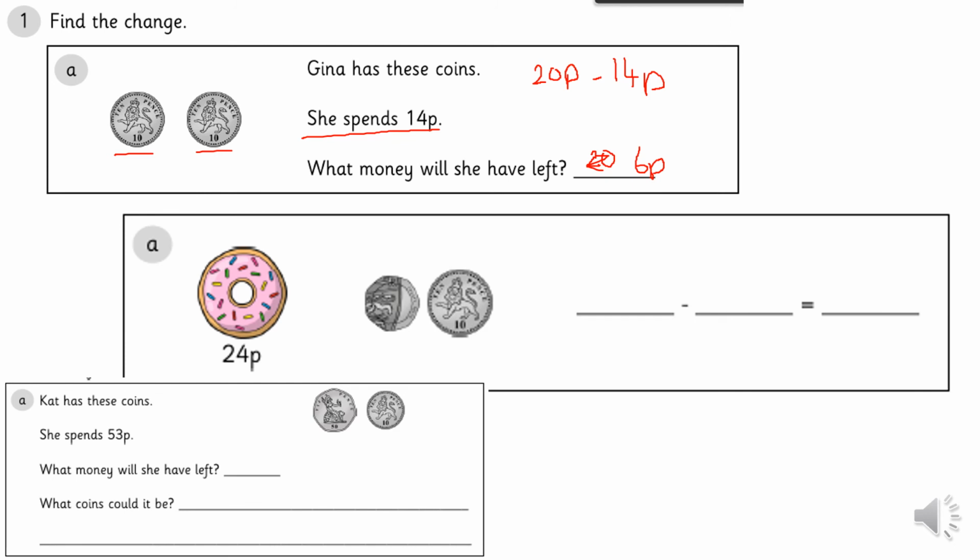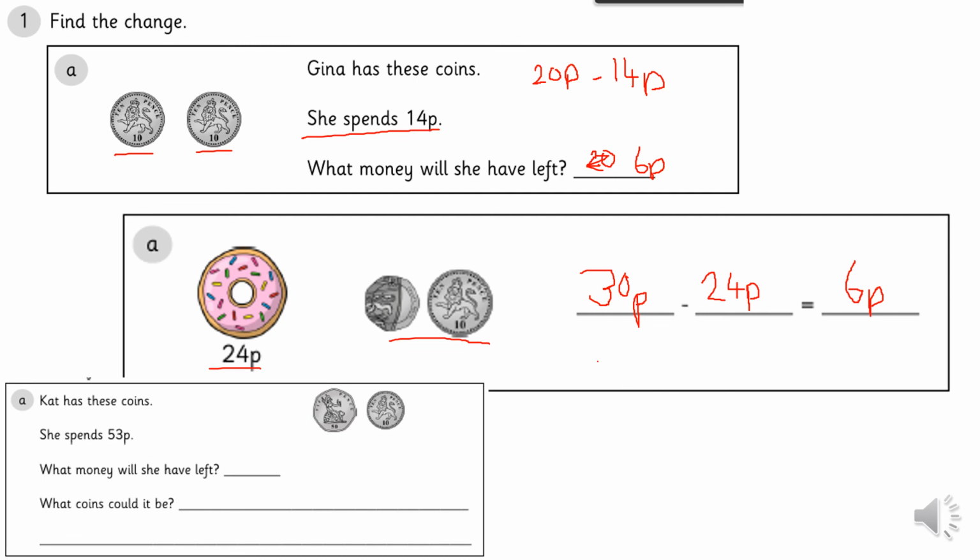So now we're going to write the calculation for this one. So we have a donut for £24 and we paid with these coins here. So we've got a 20p and a 10p. So that is 30 pence altogether and we're spending 24p. Put 24 in your head and then count up. So you've got 24, count up, 25, 26, 27, 28, 29, 30. Hope you use your fingers to help you. Would give you 6p change.